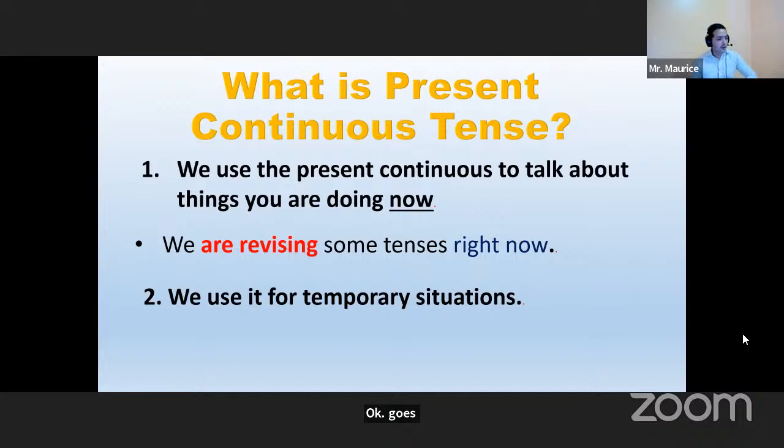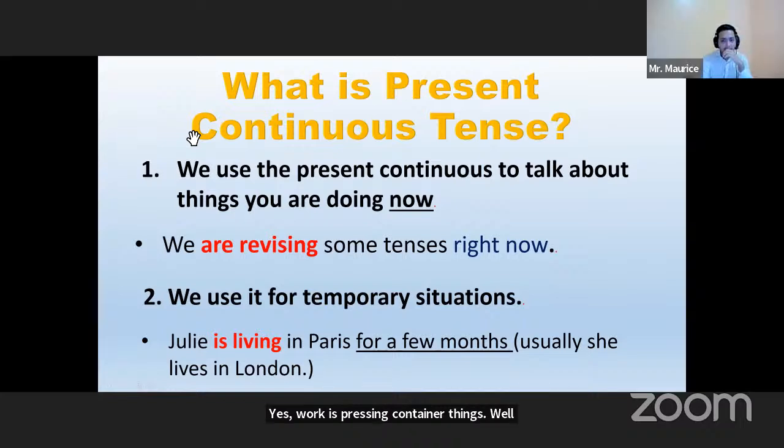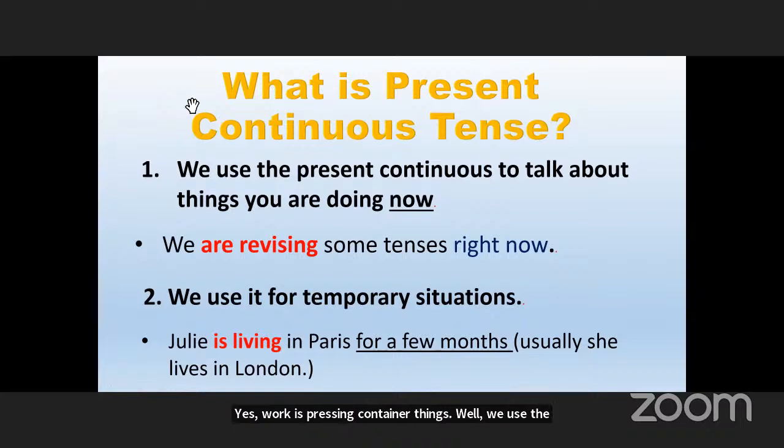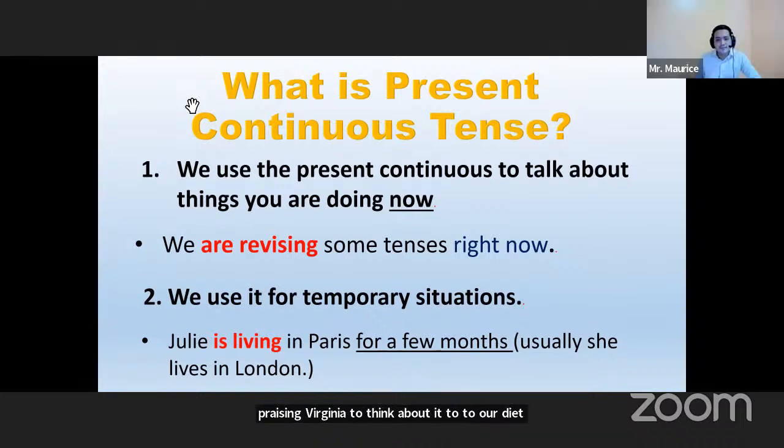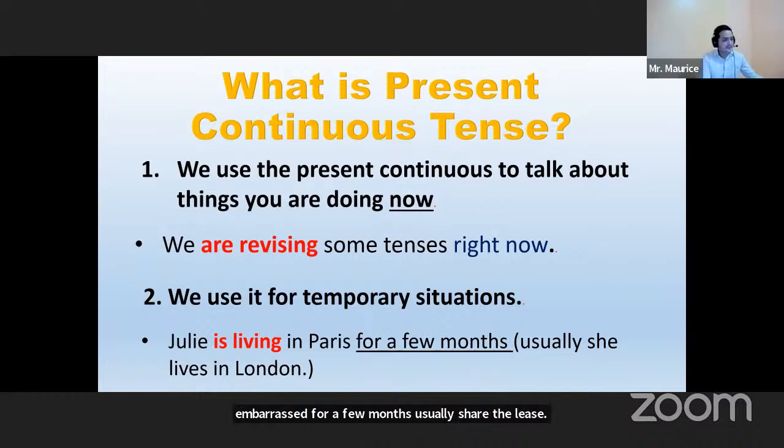González Quinto, good morning. Could you please read this for me? Yes. What is present continuous tense? 1. We use the present continuous to talk about things you are doing now. We are revisiting something right now. 2. We use it for temporary situations. Julia is living in Paris for a few months. Usually she lives in London. Correct. Thank you. I appreciate it.